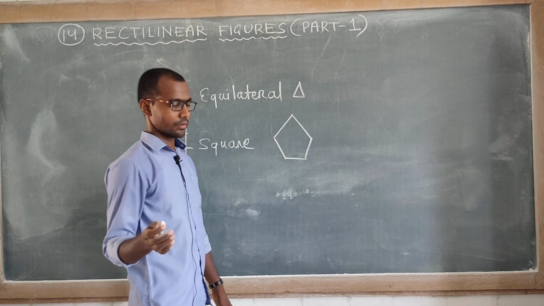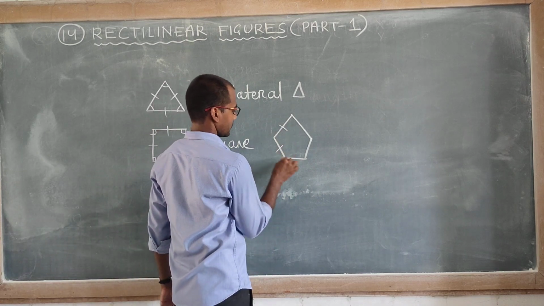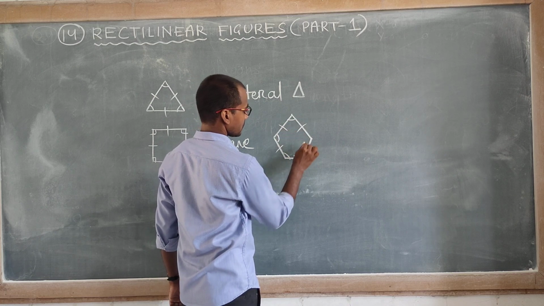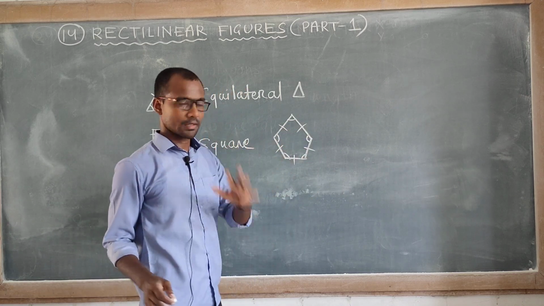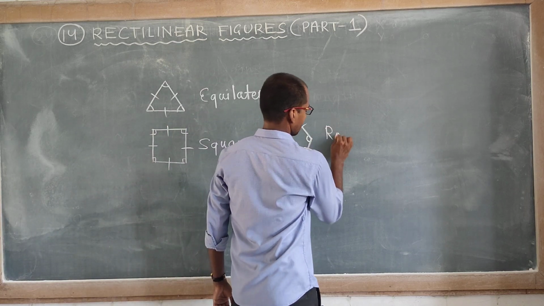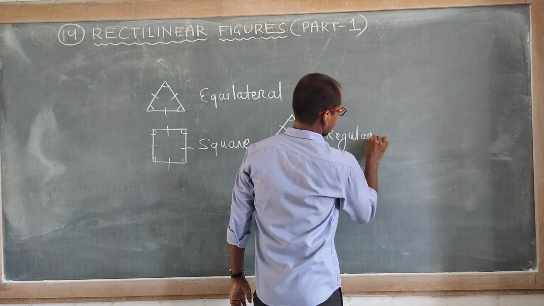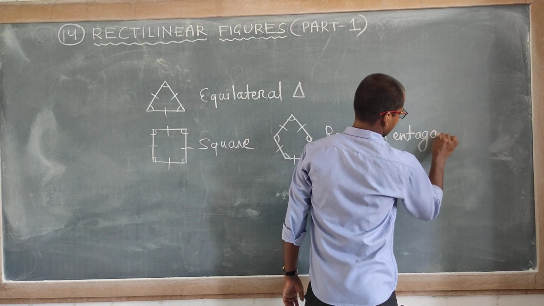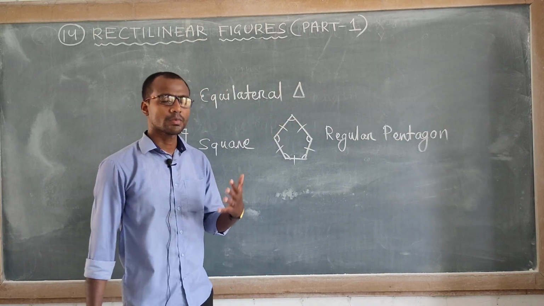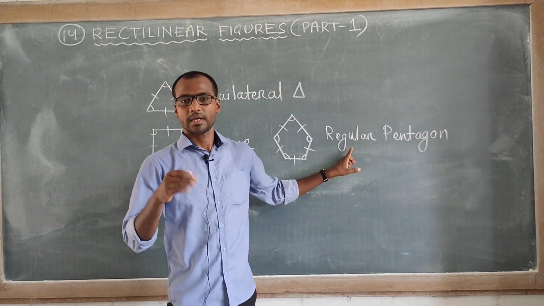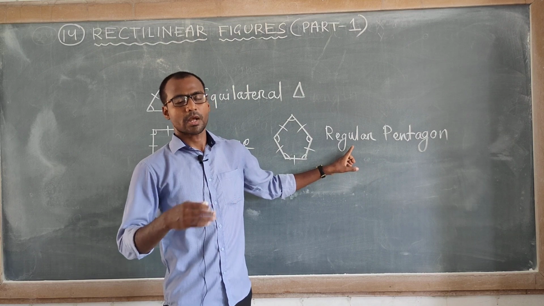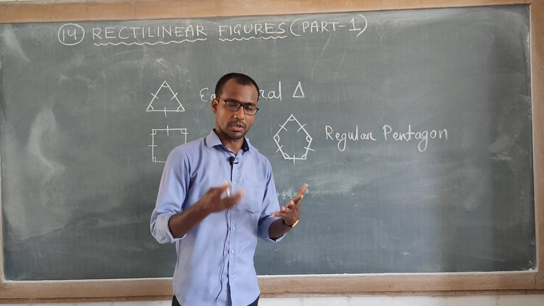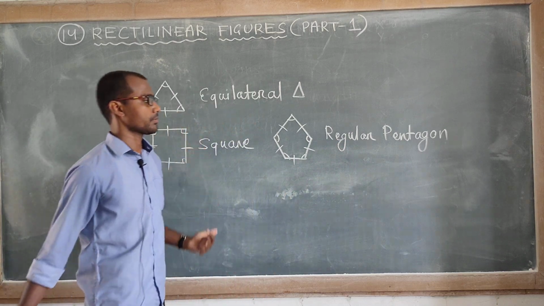My diagram is not accurate. All the sides must be equal. All the angles must be equal. Five sides in this pentagon, which is called a regular pentagon. Similarly, six sides then regular hexagon. Seven sides then regular heptagon, regular octagon, regular nonagon, regular decagon. In this way it will continue. So these are some examples of regular polygon.